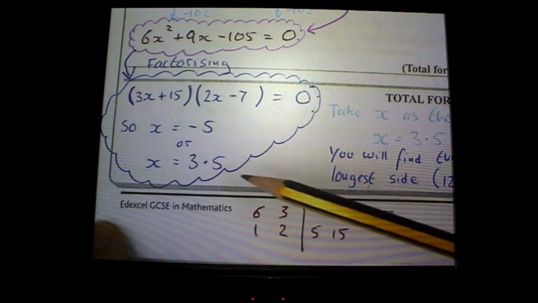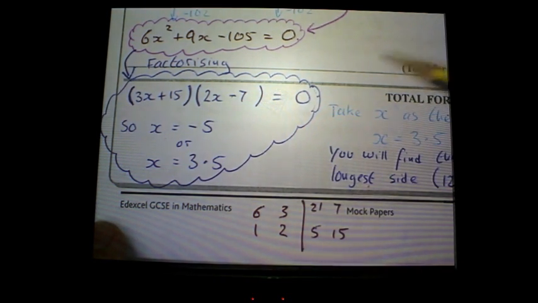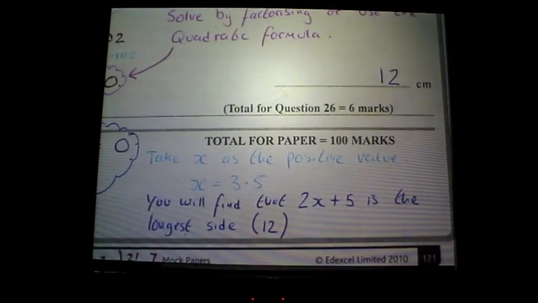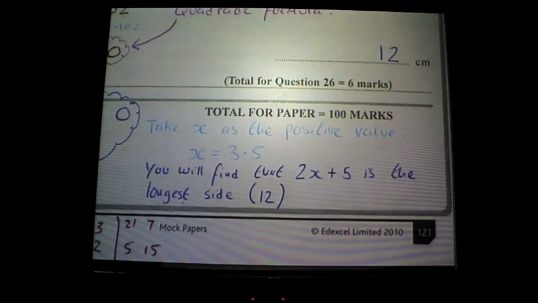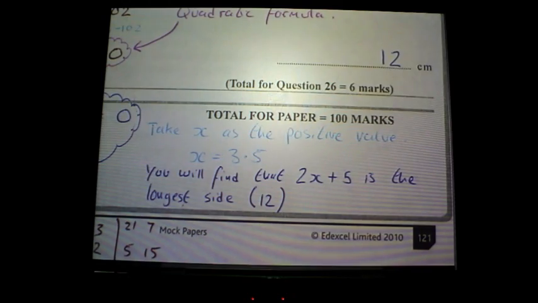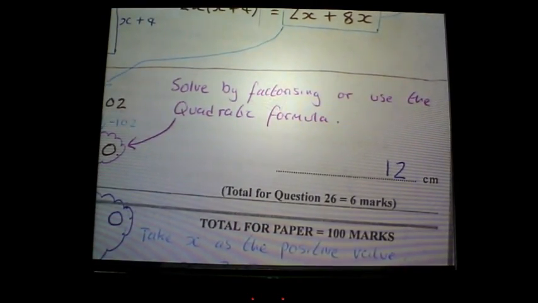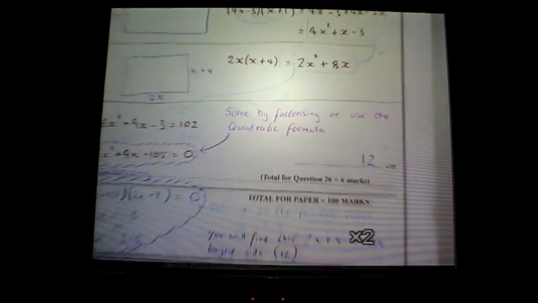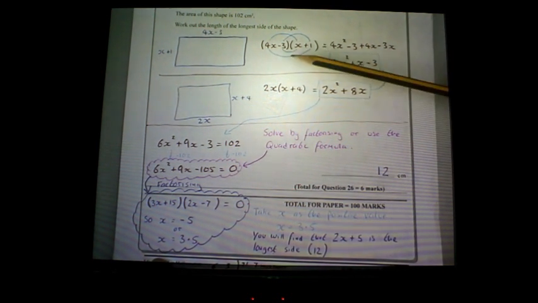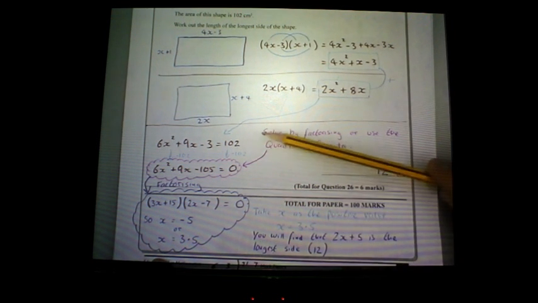Take x as the positive value, so x equals 3.5, and you will find that if you put your numbers in, the longest side is 2x add 5. So if x is 3.5, 2 times 3.5 is 7, add 5 gives you 12, and 12 centimetres is the answer. There, 6 marks. Lots of marks for it, but it's just a question of working it out bit by bit at a time. All of you should be able to do the top two steps here to multiply them out. Then here it does get into your A and A star grade work.